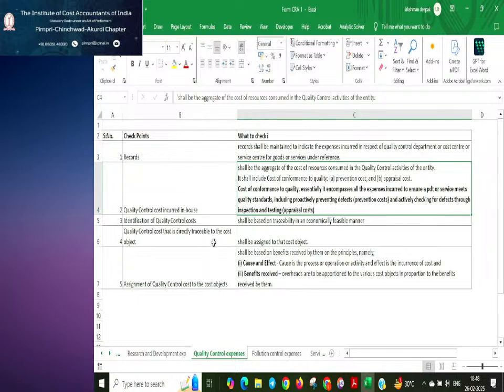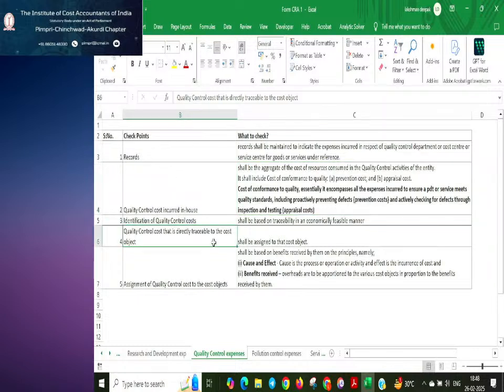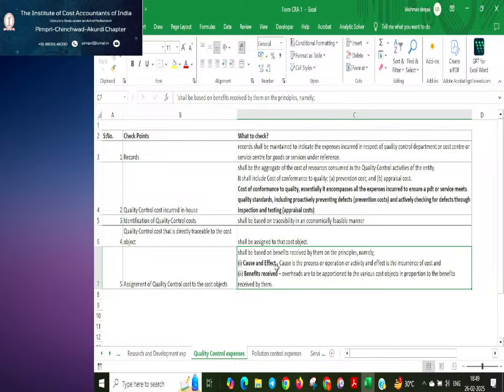Okay, so then what if it is traceable to the cost object? Any cost that is traceable to a cost object or a product is very easy. You can directly charge it to the cost center. But if not, then you have to allocate it based on the information available. So assignment of quality control cost to the cost objects. If it is not traceable, there are always two principles you got to go by. One is cause and effect, another one is benefits received. So everywhere this principle holds good.